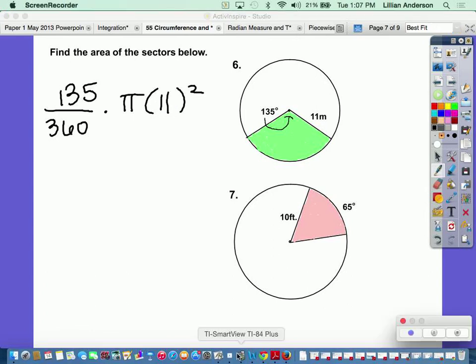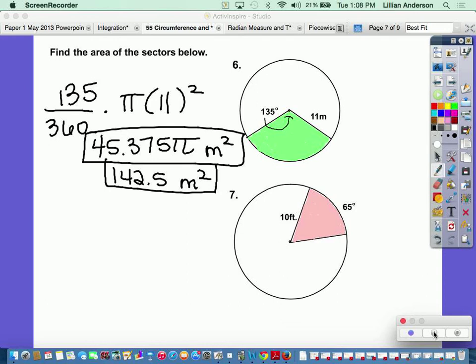So go ahead and plug that in. So again, exact, you just multiply the numbers, not with the pi, and then to actually get the rounded answer, you multiply the pi in. Okay? Do the next one on your own. I'll give you a minute.